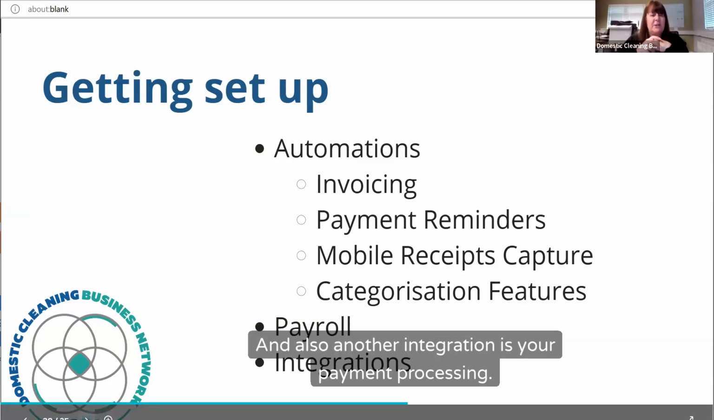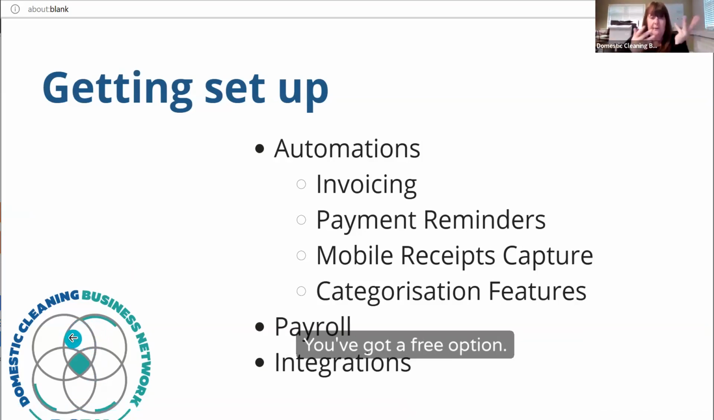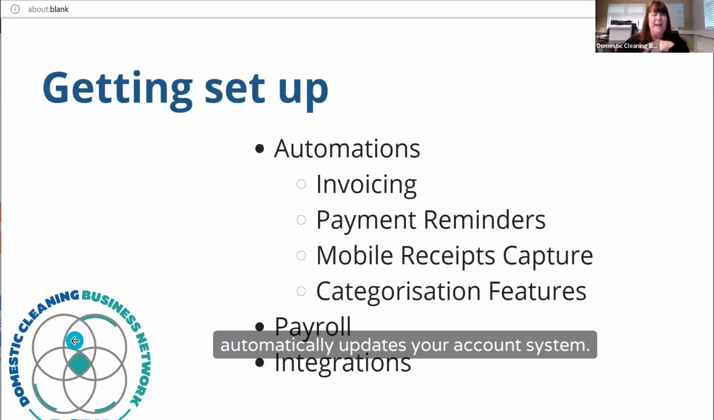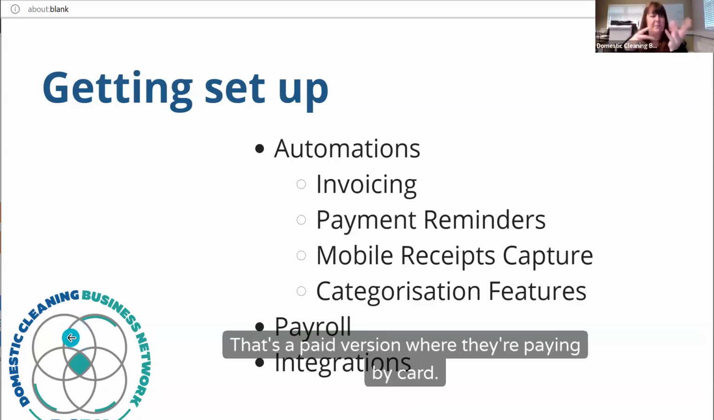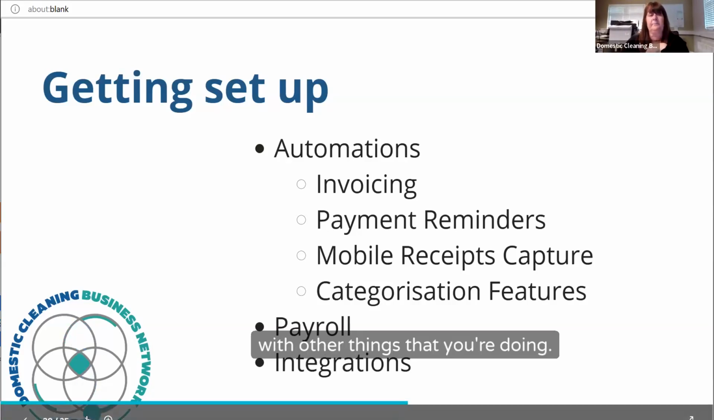And also another integration is your payment processing. So you've got a couple of options where, in the DCBN deals, you've got a free option, Cresco. They can be on your invoices and automatically, when they pay through Cresco, it updates your accounting system. Or Paytrax will do the same thing. That's a paid version where they're paying by card. So there's lots of ways that you can really make your accounting software work with other things that you're doing.